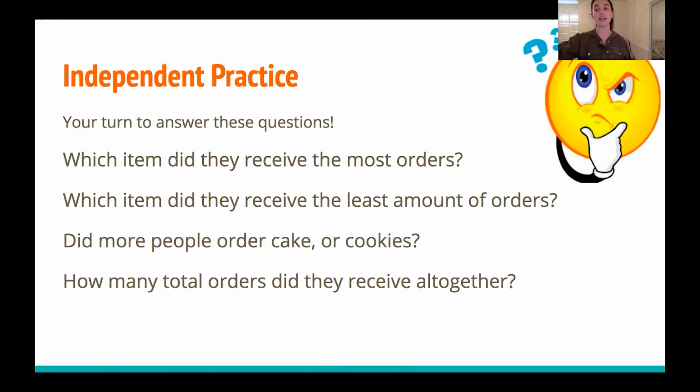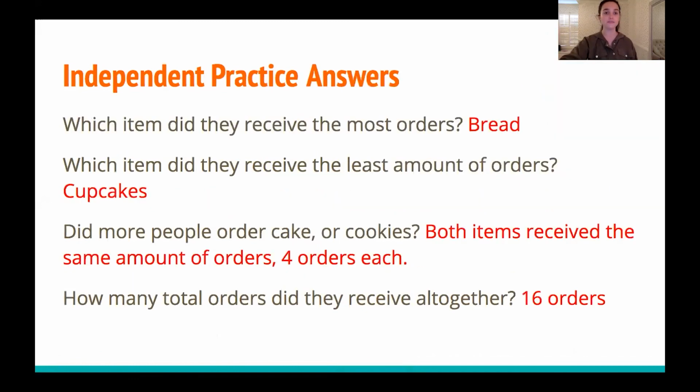Okay, so hopefully you guys paused and you filled out these answers and you feel like you did well on them. Here are the answers. So the first question, which item did they receive the most orders for? And that is bread. Second question, which item did they receive the least amount of orders for? And that was cupcakes. Did more people order cake or cookies? Both items received the same amount of orders, 4 orders each. And the last question, how many total orders did they receive altogether? And the answer is 16 orders.